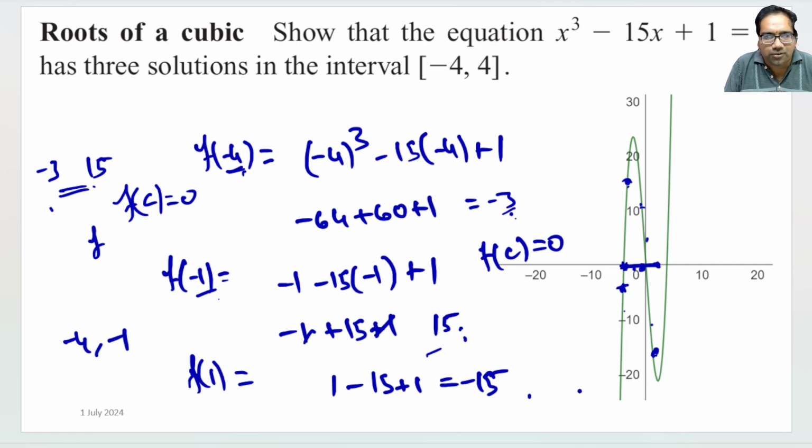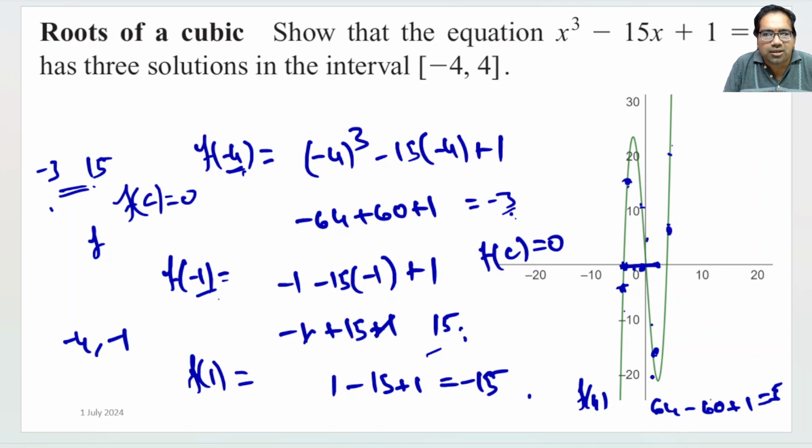Now again, f of 4. What is f of 4? 4 cube is 64. 64 minus 60 plus 1, which is equal to 5. This is again positive, right? F of 4 is again positive.